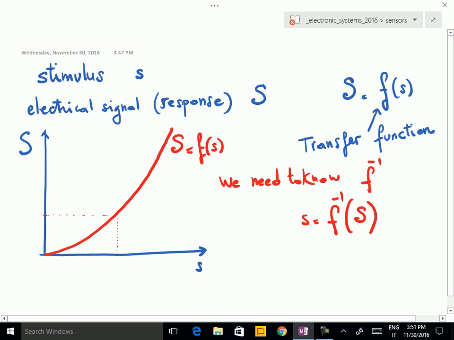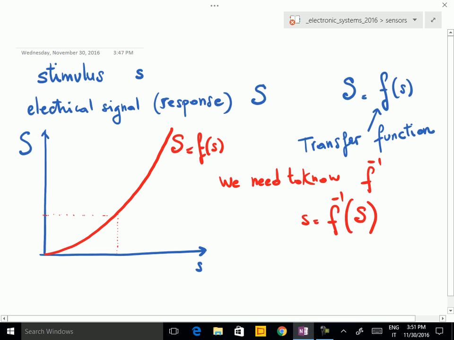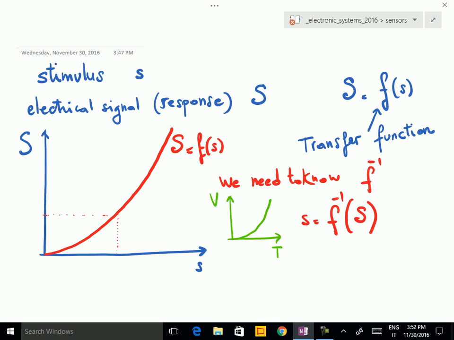Okay. In principle, we can have any stimulus and any electrical quantity, a signal. For example, we can have a sensor which provides us a voltage in response to a temperature. And so in that case, the temperature will be the stimulus, the voltage will be the electrical signal. This green curve will be the transfer function, and of course, once we know the inverse of the transfer function, we can obtain the temperature if we know the voltage provided by the sensor.